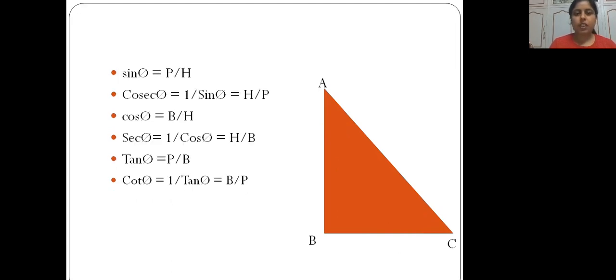Okay. Now, there are total 6 basic functions of trigonometry, that is sin, cosecant, cos, secant, tangent, cot. Basically, as I told you, the 3 formulas: sin, cos, and tangent. The cosecant is the inverse of sin. That is, if sin is p by h, then the value of the cosecant becomes h by p. Similarly, the secant is inverse of cos, as cos is b by h, so secant becomes h by b. Cot is inverse of tangent, as tangent is p by b, so inverse of tangent is b by p. The value of the cot is b by p.